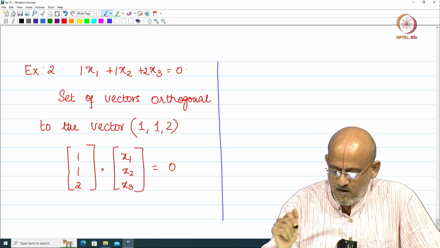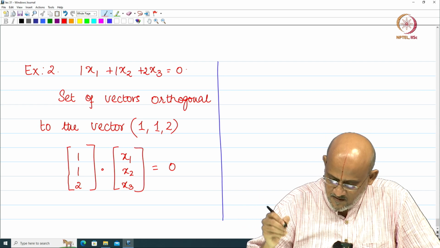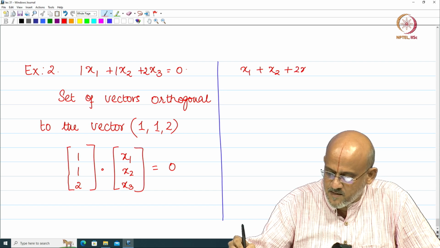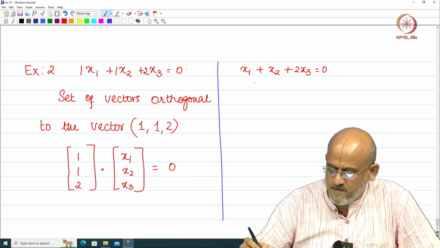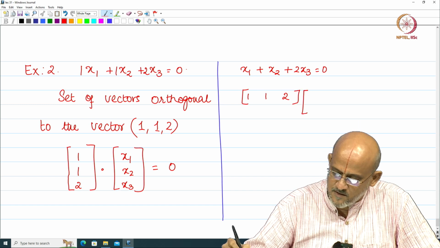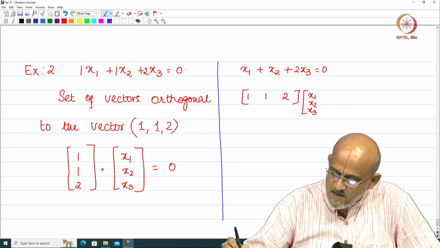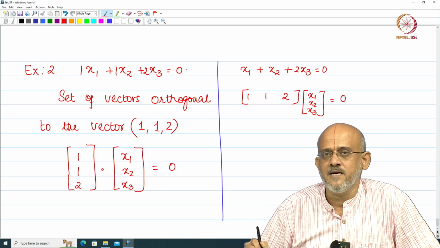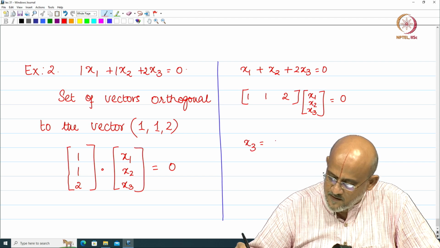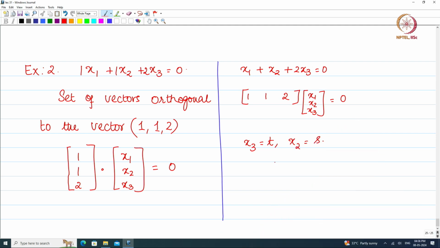Right. Now what we have is the following. x1 plus x2 plus 2x3 is equal to 0. Now if you take the row reduced echelon form, it is just going to be this matrix 1 1 2, times x1 x2 x3 is equal to 0, which means we have only one pivot which corresponds to x1 and the other two are free variables. So what am I going to have? I am going to take x3 to be equal to t and x2 is equal to s, parameterize it. So I am going to have x1 is equal to minus s minus 2t.